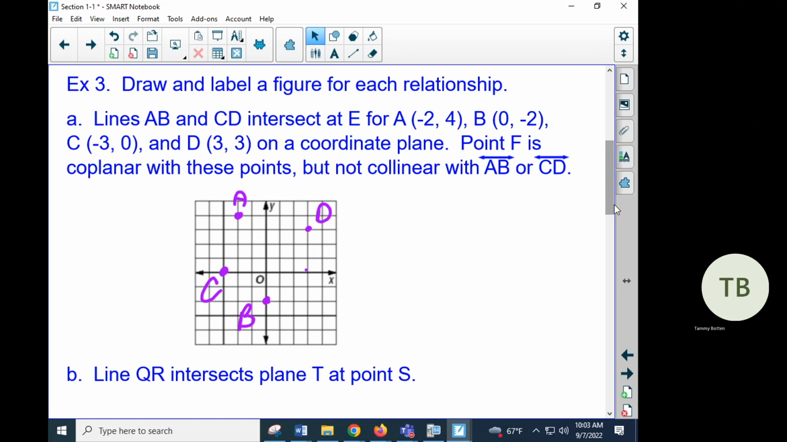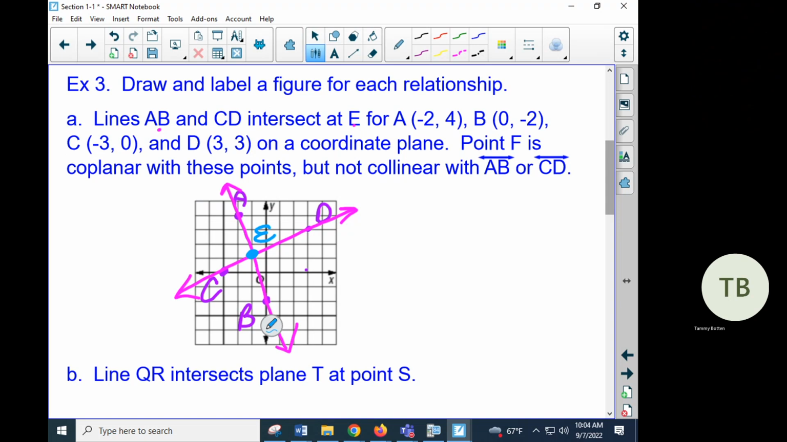Okay. Now, they want us to draw line AB. So between A and B, we're just going to sketch a line there. And they want us to draw line CD. So we're going to sketch a line here. Now, if you go back and read up here, it says line AB and line CD intersect at point E. So point E would be this point right here.